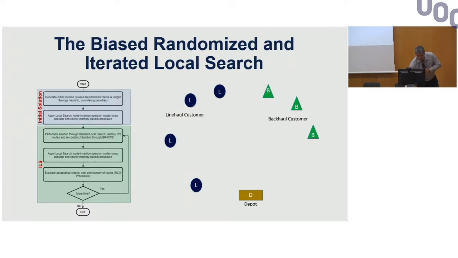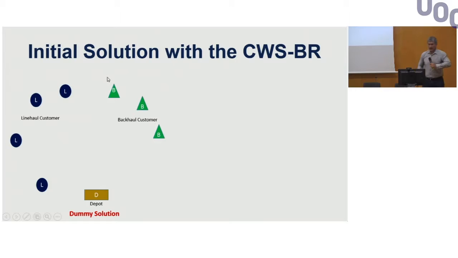The methodology proposed has two stages. First, an initial solution is built. After that, a metaheuristic, iterated local search, is used to improve the initial solution. To explain this algorithm, I have this short case with hauling customers, backhaul customers, and the depot. For the initial solution, Clarke and Wright savings with bias randomization is applied.